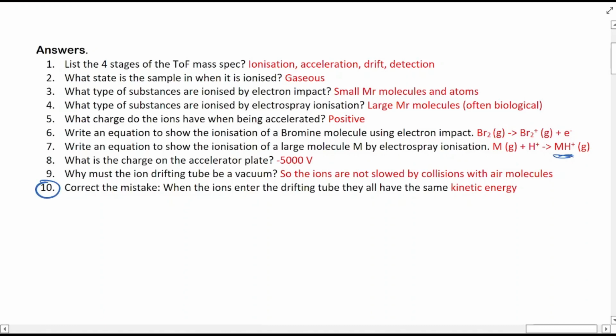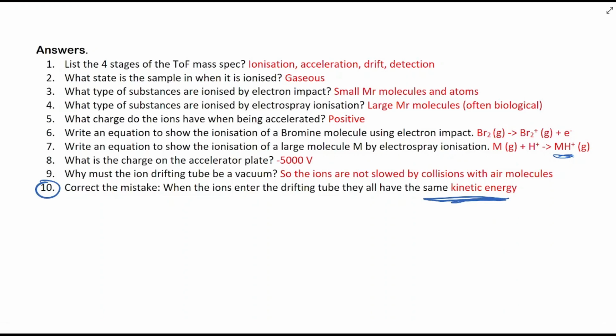You could, for example, say that when the ions enter the drifting tube, they have different velocities. You could say they have the same charge, maybe. They'd both be true, but this is the one I want you to remember. We have a constant kinetic energy. So I'll pause for a second to give you a chance to read through them and mark them off.